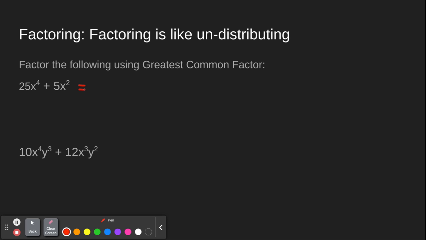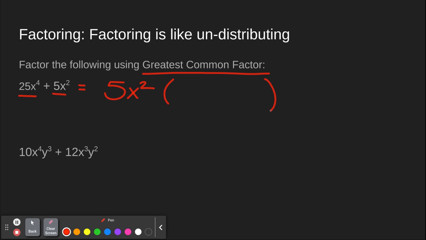So in order to do that, you got to remember this greatest common factor idea. So what's the greatest number that goes into 25 and 5? Well, that's 5. What's the greatest amount of x's that go into x squared and x to the fourth? X squared. So that is the greatest common factor of these two terms. Now is where the parentheses comes in.